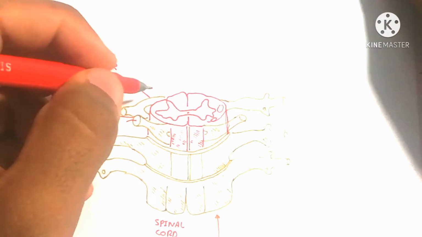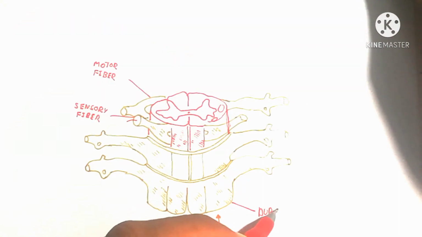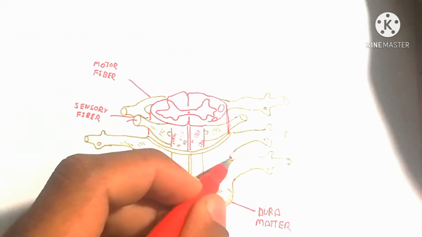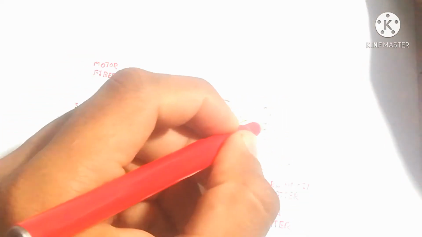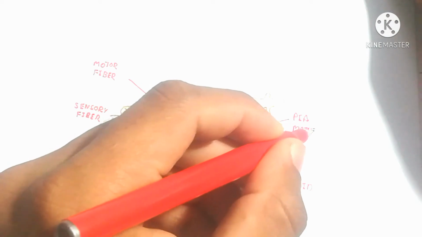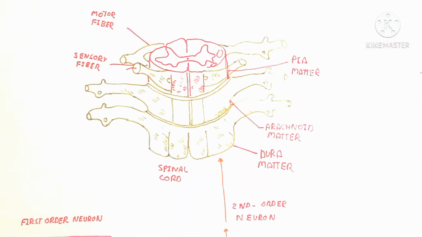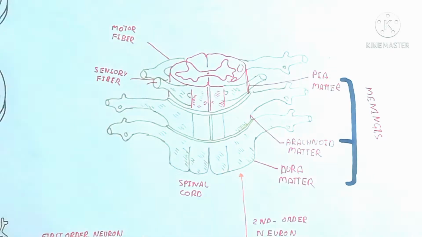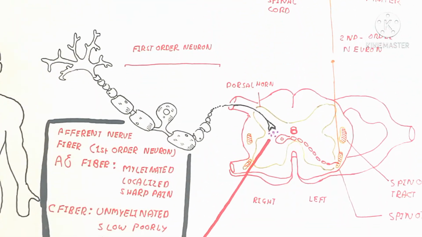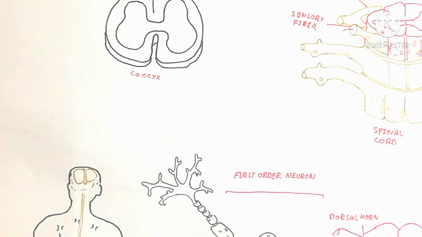So here is the motor fiber and the sensory fiber. Motor fiber means it gives the motor neuron, and sensory means the sensory neuron. Here are the different layers: dura mater is the upper, arachnoid mater is the middle, and pia mater is the inner, and these three layers are known as the meninges.